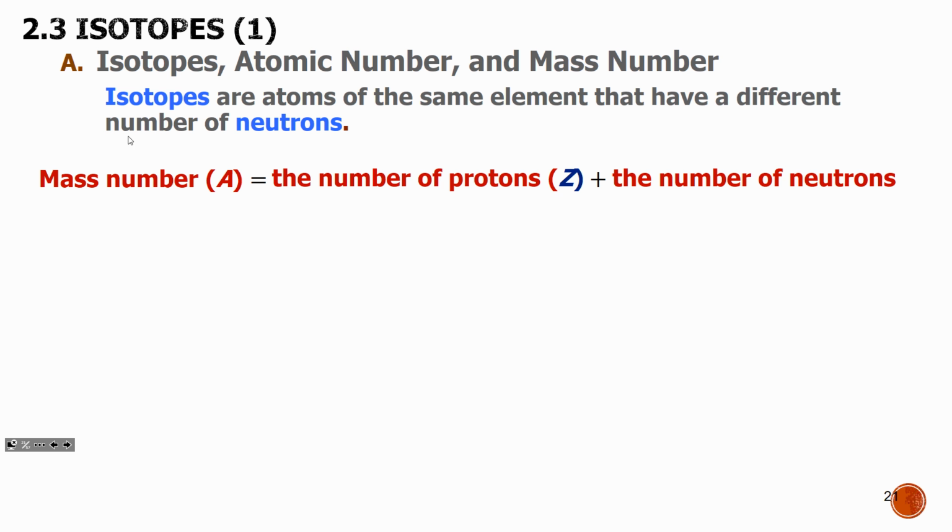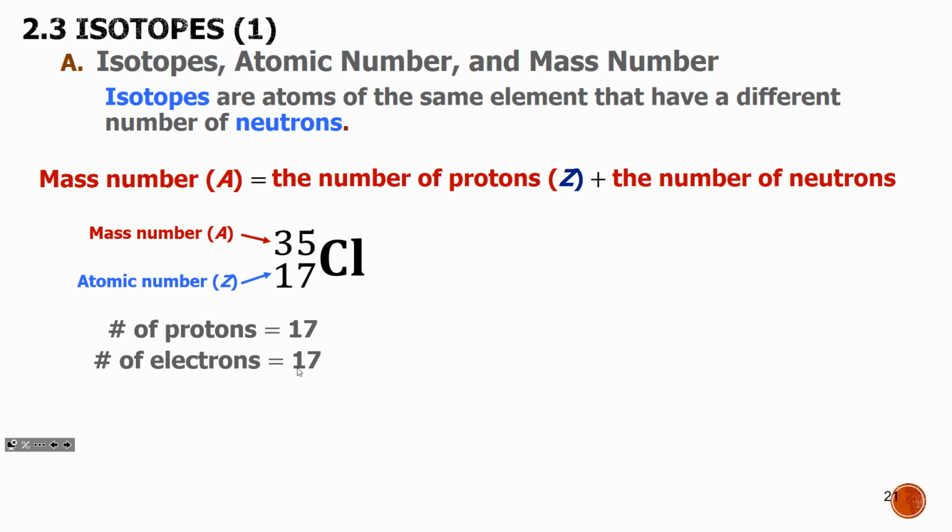So let's talk a little bit about isotopes. Isotopes are atoms of the same element, but they have different numbers of neutrons. So the mass changes. The identity, the protons, does not change, but the number of neutrons does. So as I'm looking at this one, a mass number of 35, an atomic number of 17, I can quickly find out that the number of protons is 17 and the number of electrons is 17. To get the number of neutrons, I'm going to take 35 minus 17, and that gives me 18 for the number of neutrons.